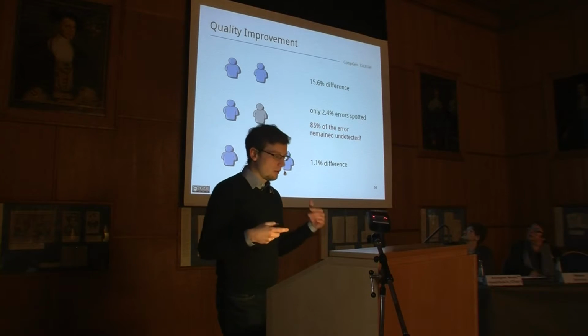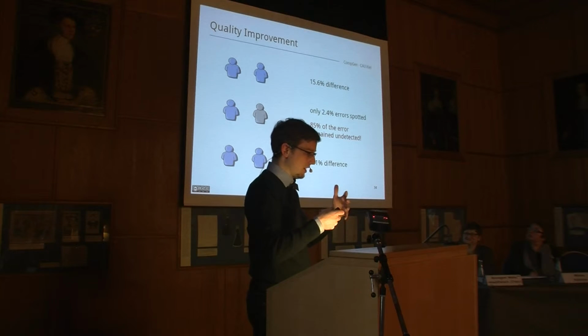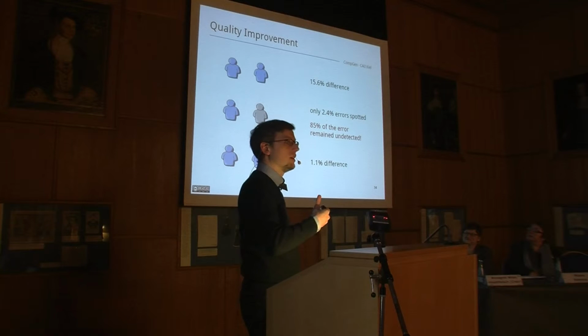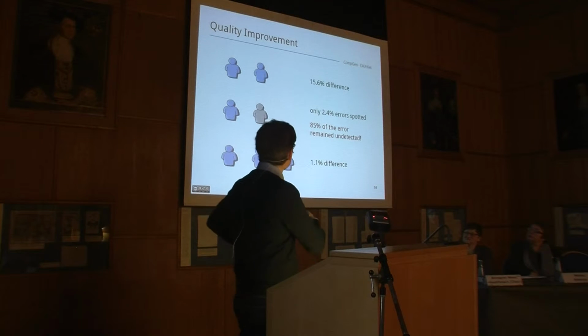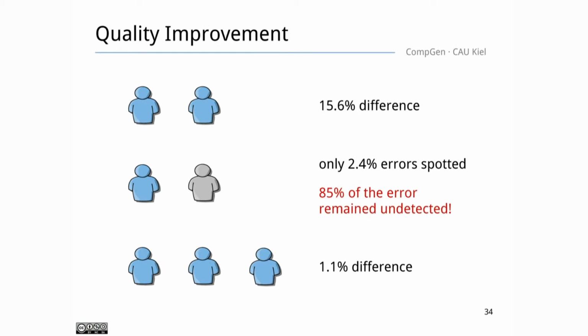In contrast, our proofreaders, they just get these entries randomly, so there's not really a procedure. They spotted only 2.4% of the errors. That means the proofreaders missed 85% of the errors. So 85% of the errors remained undetected. So proofreading is not enough. They don't find these errors.